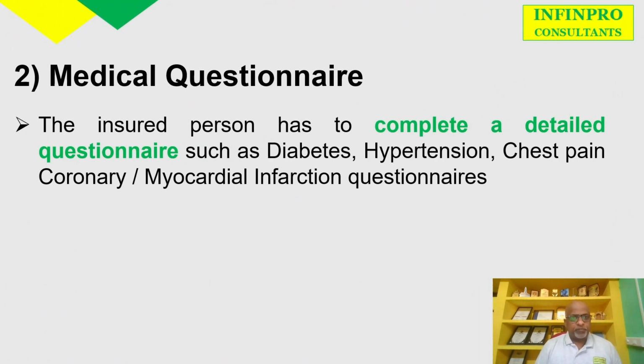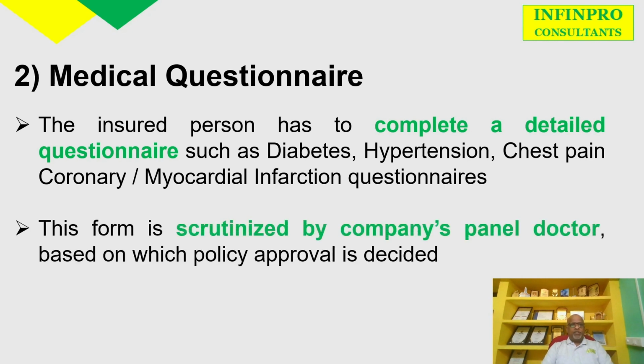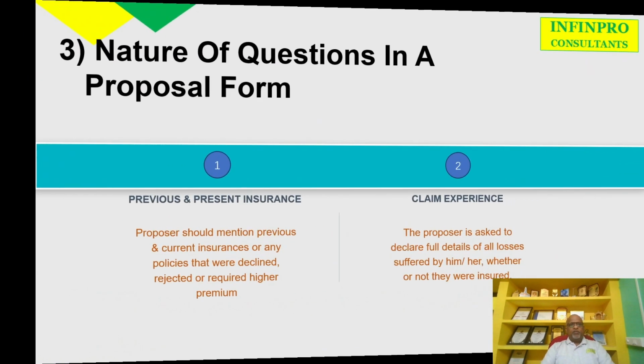So moving forward, there will be a medical questionnaire which is filled by the customer along with the proposal form, a complete detailed questionnaire talking about diabetes, hypertension, chest pain, coronary infection. Questionnaires are answered by the customer for the health insurance company to assess the health status of the individual. The company's panel doctors scrutinize these forms, and further they issue or decline the policy for the customer.